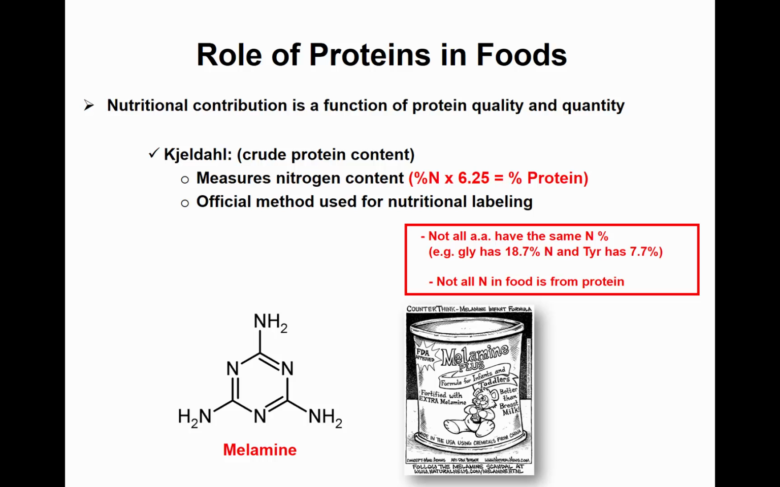So it got discovered after incidents of that. But the actual method of detecting protein did not detect melamine. There are different methods to detect melamine, such as a spectroscopy method and a liquid chromatography mass spectrometry method, in order to determine the presence of melamine.